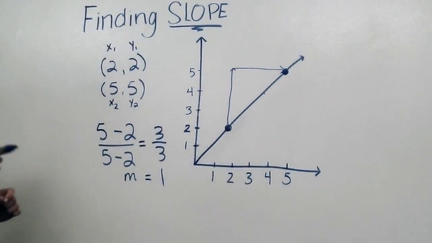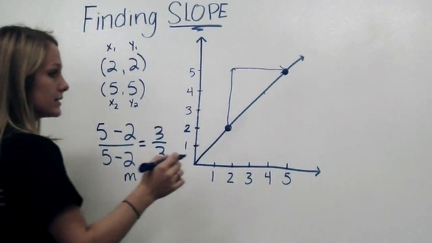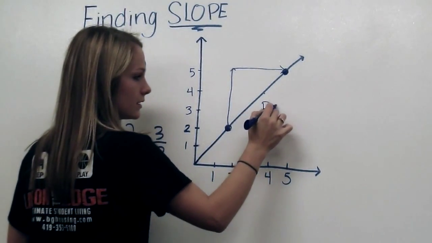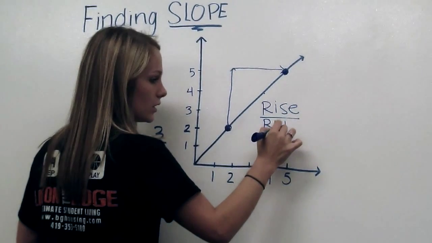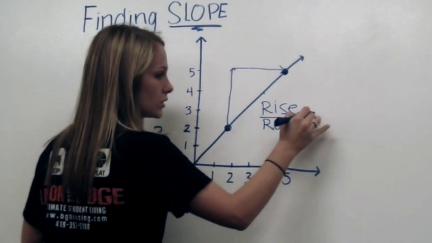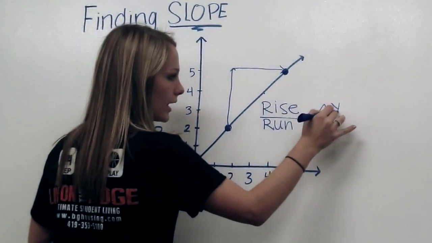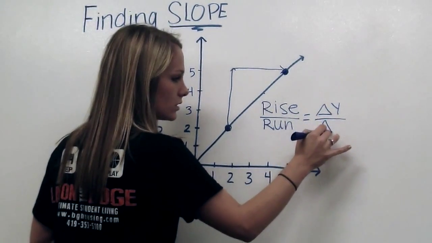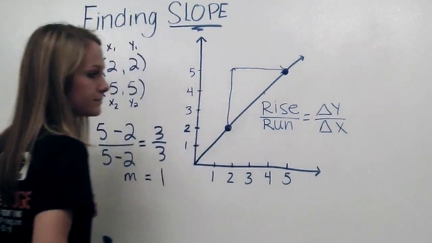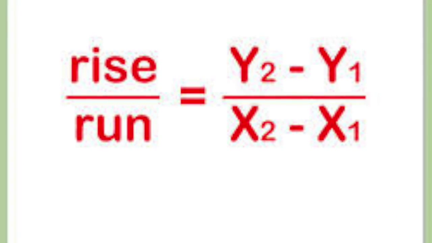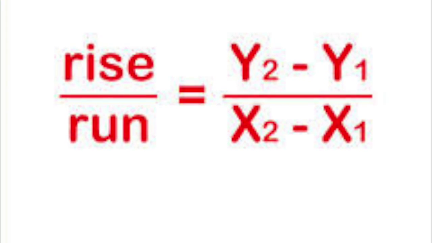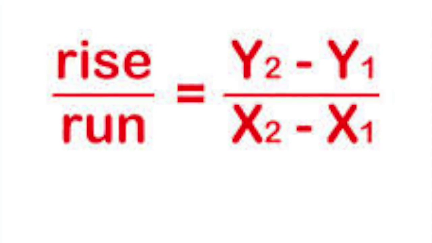So another way to think of slope is rise over run, which is equal to our change in y over our change in x. You've just learned that slope is equal to rise over run, which is equal to the change in the y values over the change in the x values.